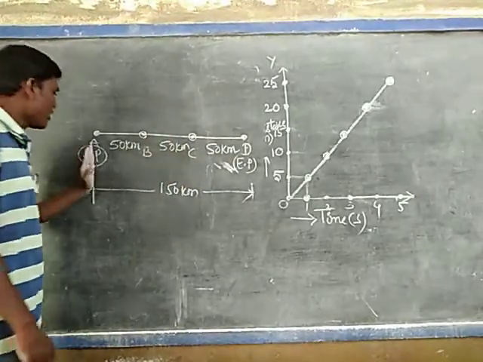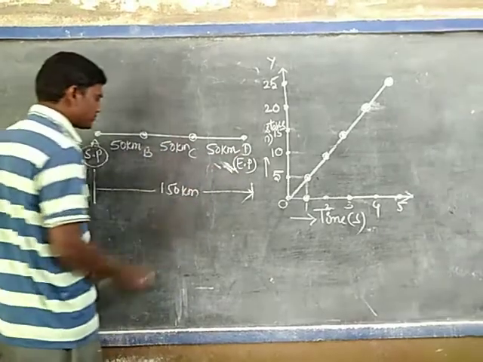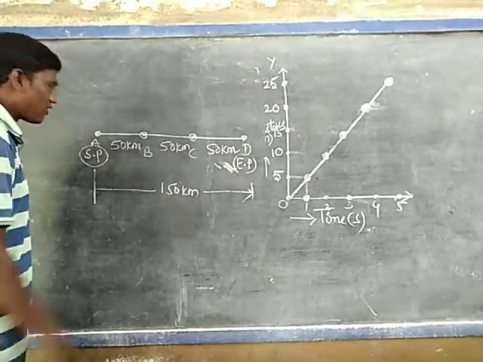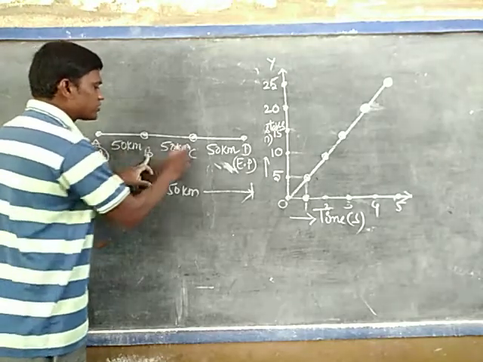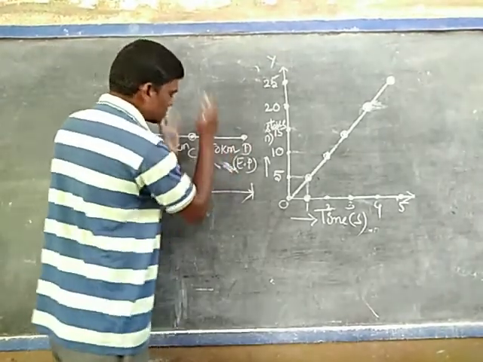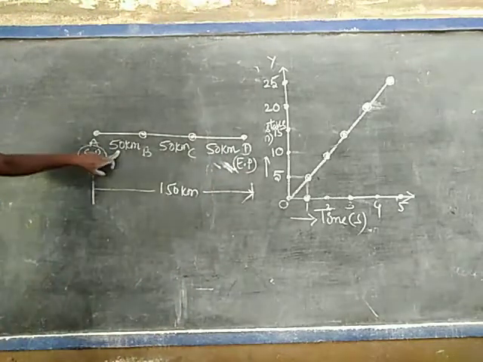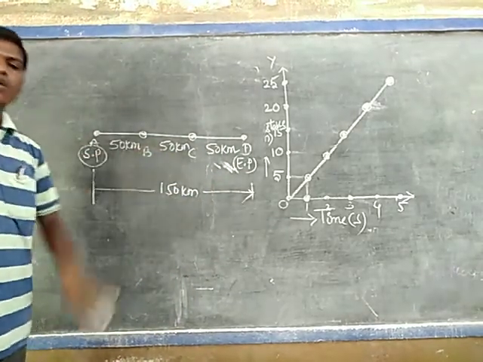The distance from A, starting, to the end is 150. Now, just for understanding, we assume that the A to B distance is 50, B to C is 50, and C to D is 50. 50 plus 50 plus 50, totally 150.